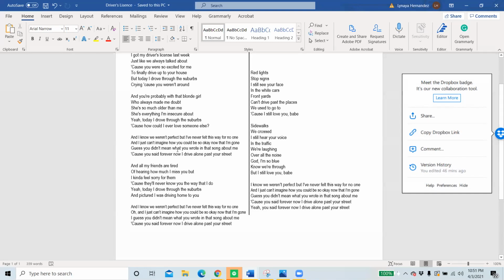Okay, so this significant other made promises that they didn't keep. Promises in a song. You said forever. Now I drive alone past your house. Turns out forever wasn't really forever.